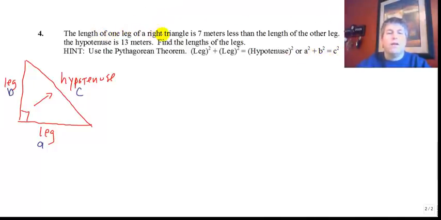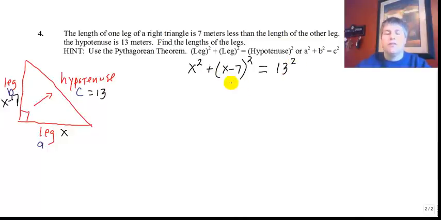So, the length of one leg of the right triangle is 7 meters less than the length of the other leg. So we have one leg would be x, the other is x minus 7. So those are the lengths of our two legs. And our hypotenuse is 13. So using our Pythagorean theorem, one leg is x, so we get x squared, because we have to square the length of the leg, plus x minus 7, that's the length of the other leg, squared, be careful here with this one, equals 13 squared. So I put this into the Pythagorean theorem.